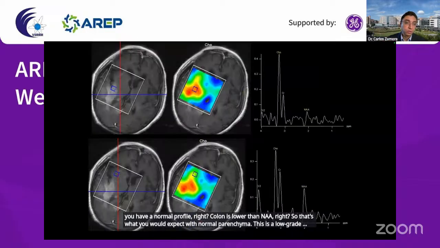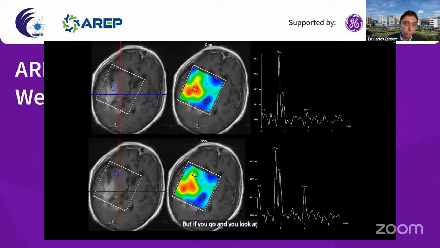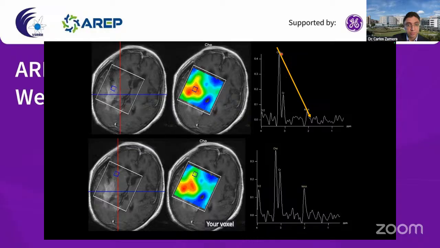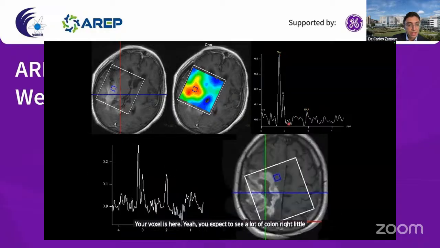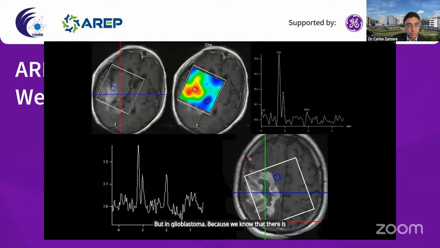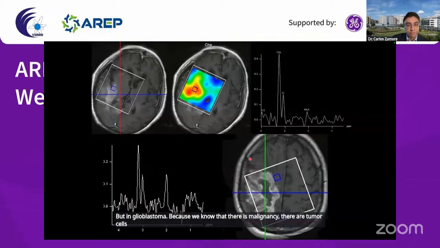But if you go and you look at a high-grade tumor or like a glioblastoma, in this case, this is a glioblastoma, your voxel is here. Yeah, you expect to see a lot of choline, right? Little N-acetyl aspartate. But in glioblastoma, because we know that there is malignancy, there are tumor cells outside of the areas of enhancement. Now you can see here this voxel that is outside of that area of enhancement.